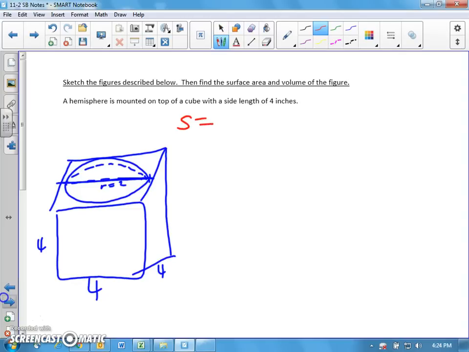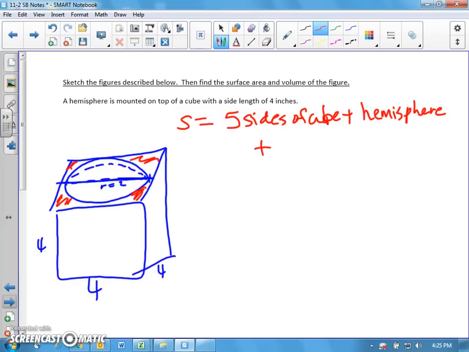To find my surface area, what I need to do is find 5 sides of the cube, because the top is not complete. I will need to add the hemisphere, and then I need to deal with these little pieces in the corner. All I have on the top is 1 square minus the circle, because that part doesn't show because the hemisphere is sitting on top of it.